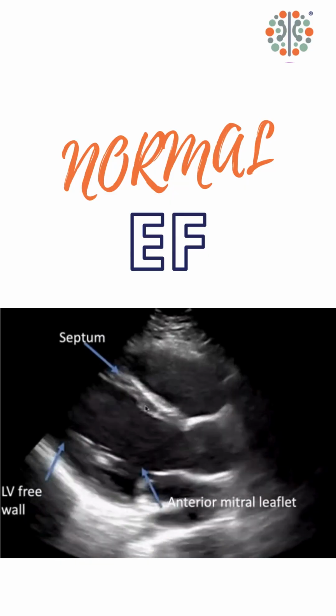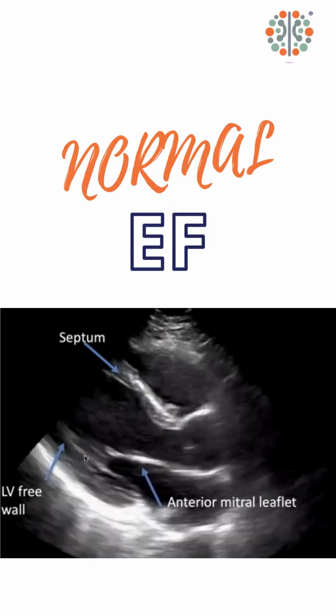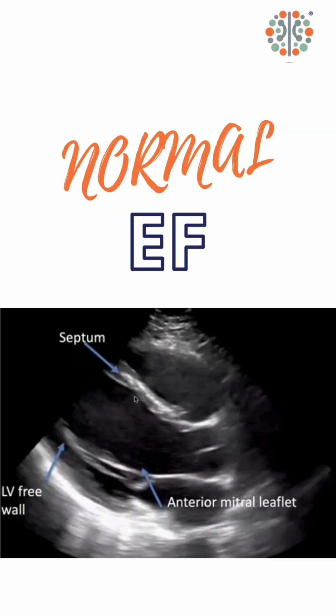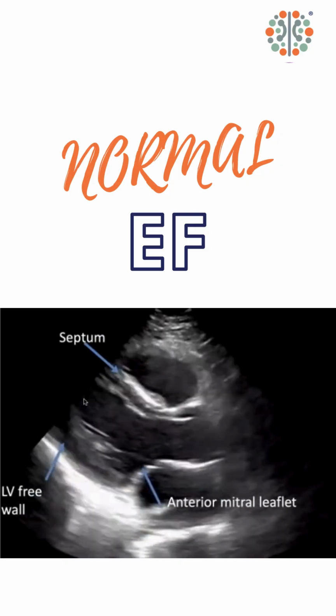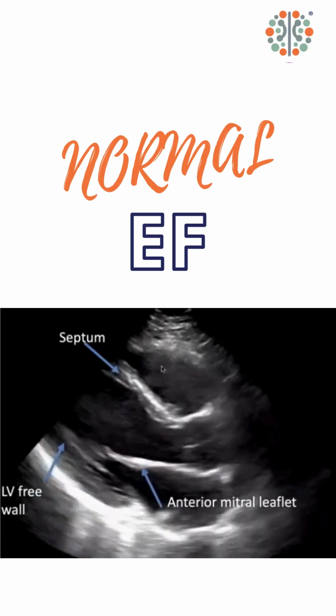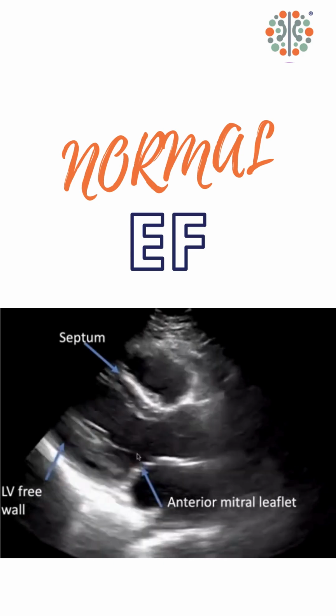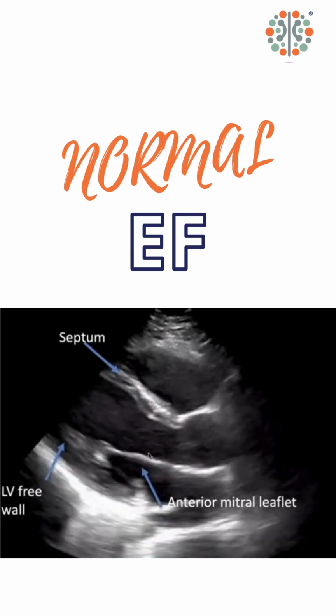You also want to look at the anterior mitral leaflet in this assessment, as the opening and closure of this are associated with the left ventricular ejection fraction. In a normal study, this leaflet should not come all the way across and slap the septum, but it should come close to the septum in diastole.